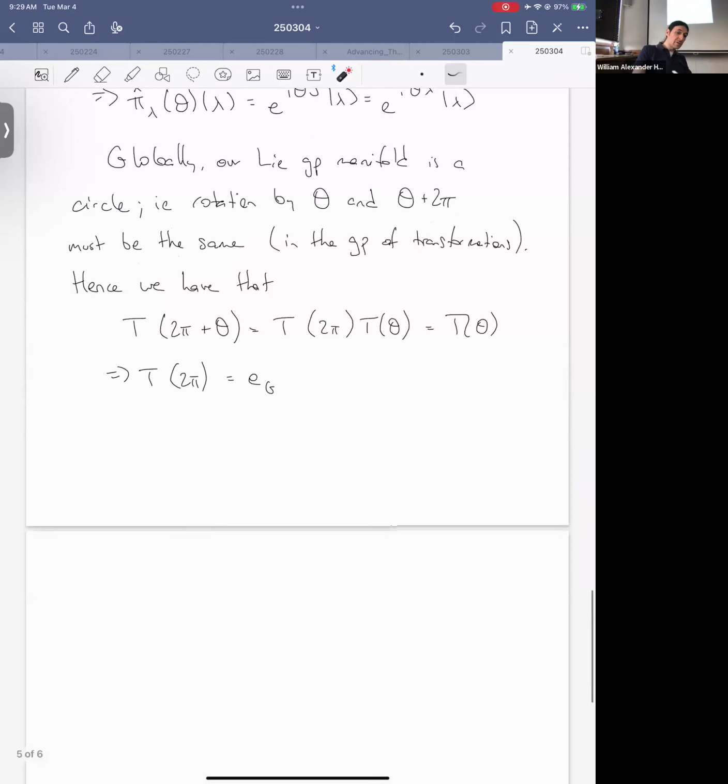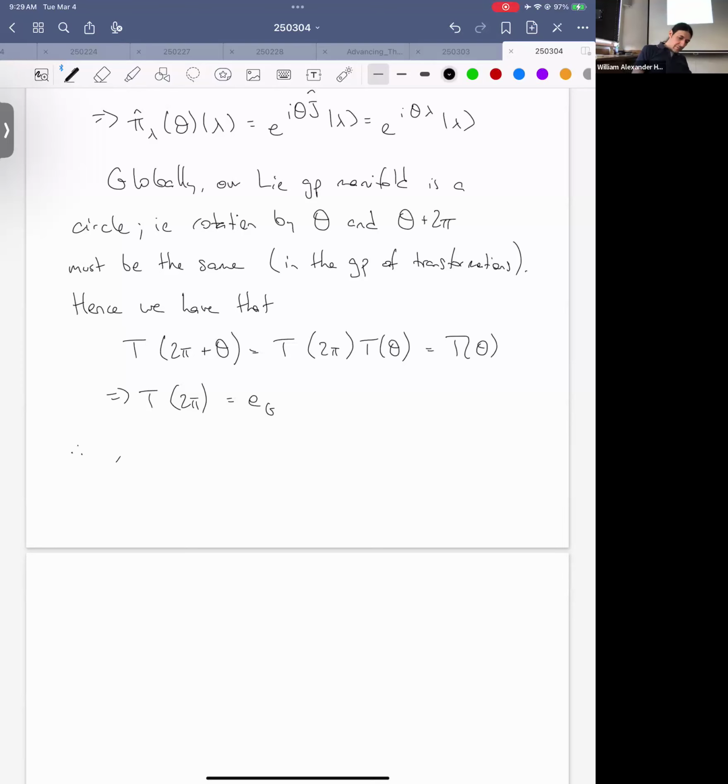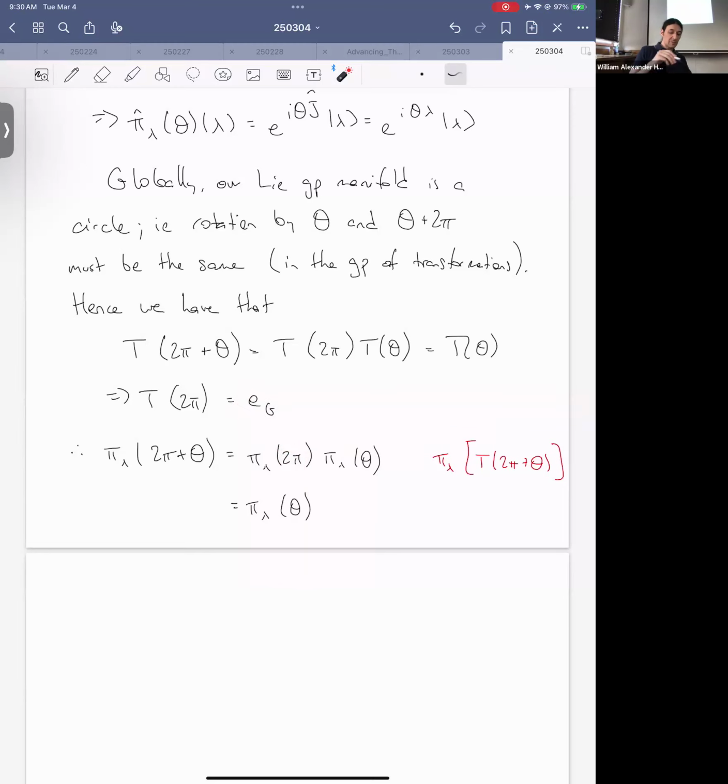And this has an important consequence for our ordinary representations. So therefore, our pi lambda of 2 pi plus theta, where technically I should really write pi lambda of T of 2 pi plus theta, but I'm skipping the T for brevity. I'm doing that somewhat on purpose to get you used to that kind of notation. So this must be pi lambda of 2 pi, and then pi lambda of theta, which has to be equal to pi lambda of theta because the rotation by 2 pi is the identity. And the representation is a homomorphism, and a homomorphism takes the identity from the group to the identity of the operators.